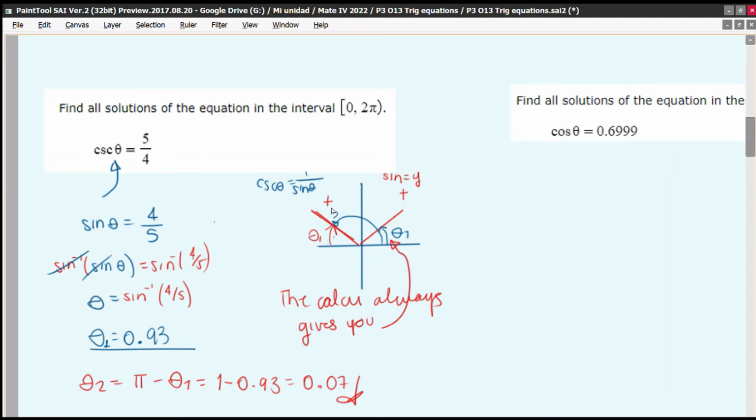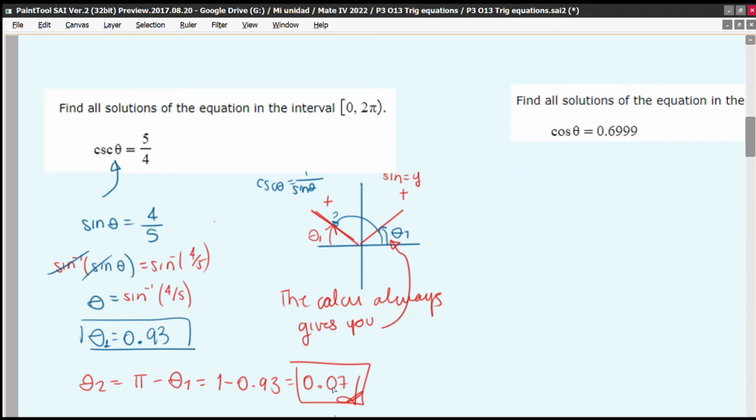So because it lives in the second quadrant, you have to add 180 minus the reference angle, and that is going to give you the next solution, okay? So there you go, our two possible solutions for this equation. 0.93 and 0.07.